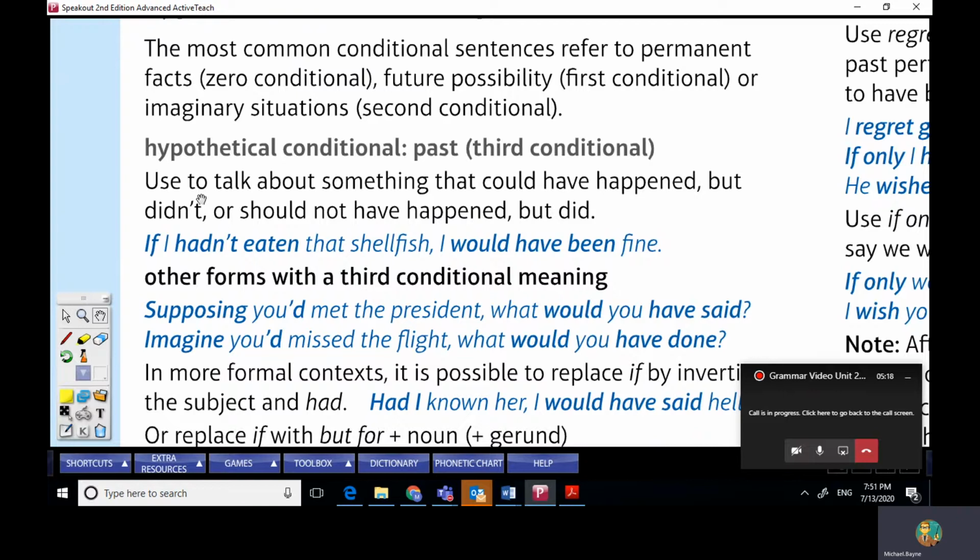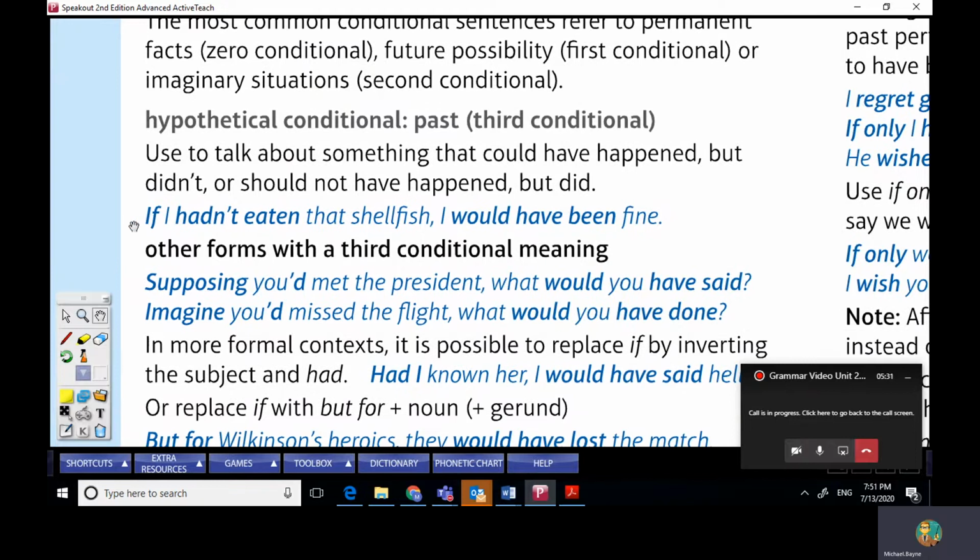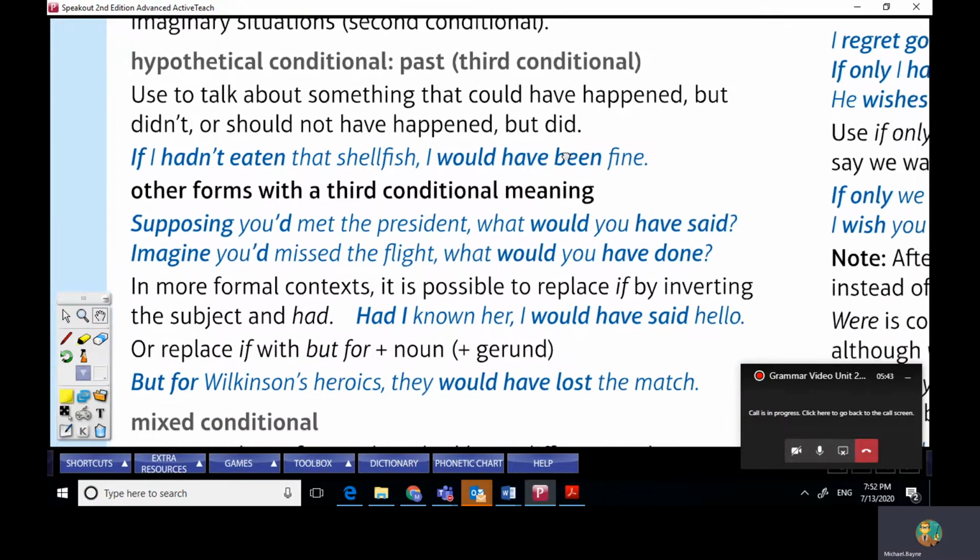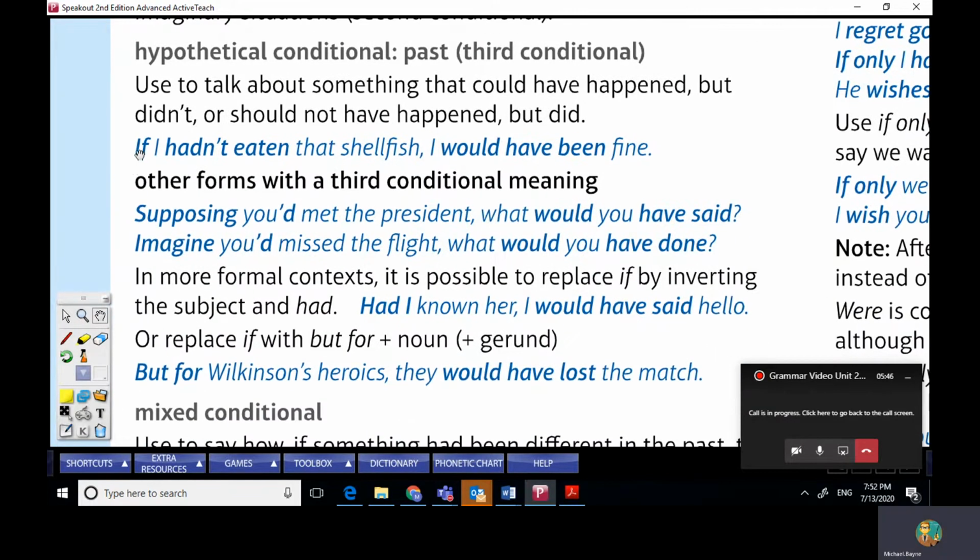And we use this to talk about something that could have happened, but it didn't. Or maybe it should have happened, but it didn't. Or it should not have happened, but it did. So let's look at this example here. If I hadn't eaten that shellfish, I would have been fine. So we can see that she should not have eaten it, but she did eat it, and then there was a consequence.